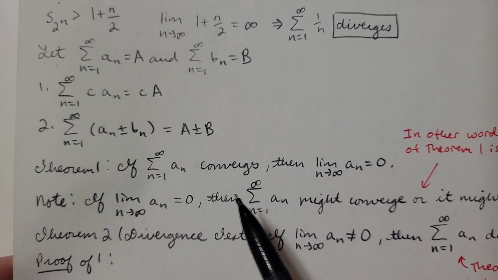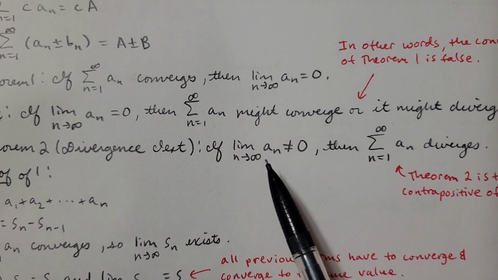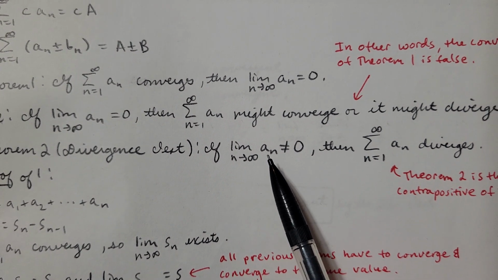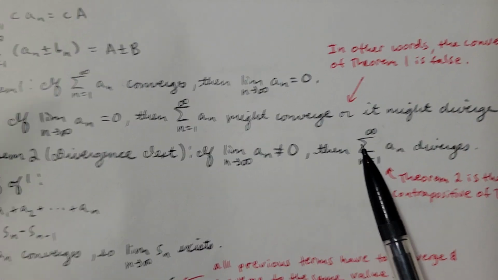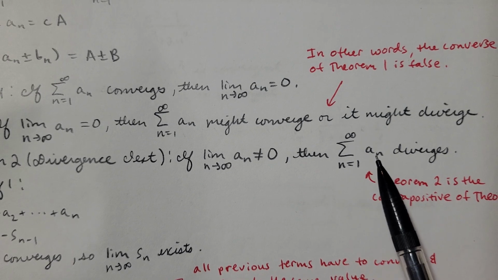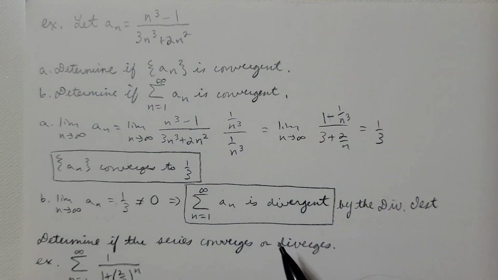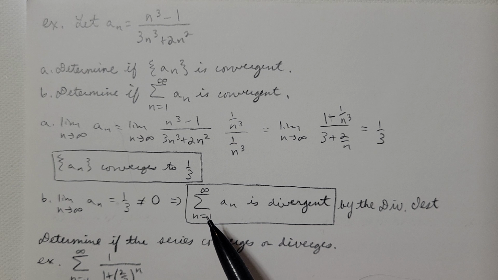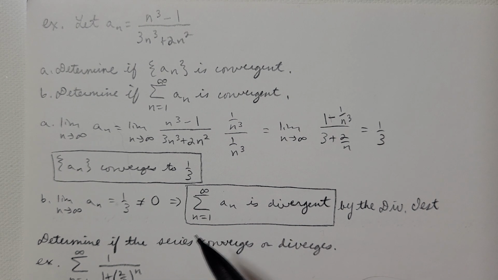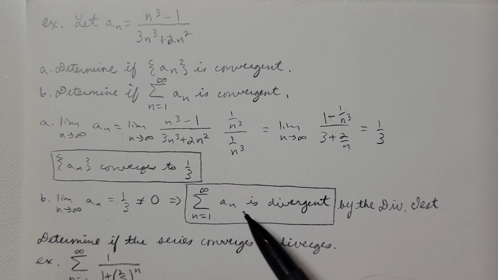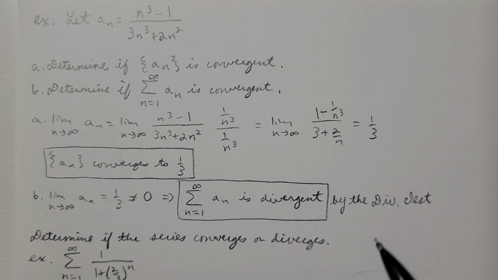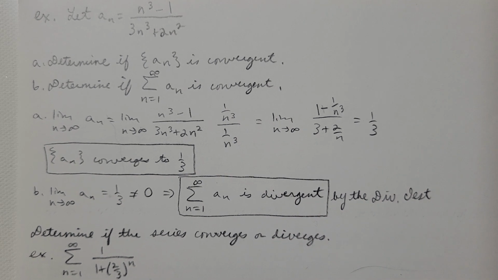And remember the divergence test here. It says if the limit as n approaches infinity of the sequence is not 0, then the series is divergent. Okay, so that implies that the series given by the sum as n equals 1 to infinity of a sub n, that's a divergent series by the divergence test.